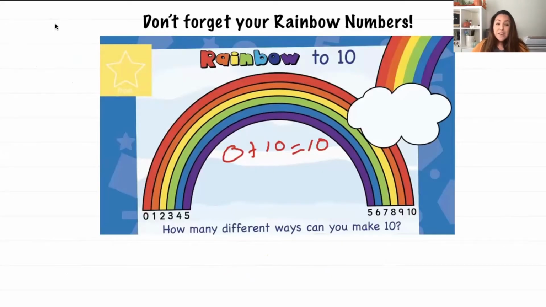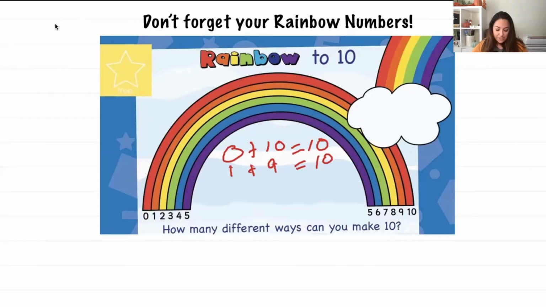And that's one awesome thing about addition is that you can add in any order. Okay, let's go ahead and look at the next one. I have 1 plus 9 equals 10. If I wanted to, I can also write 9 plus 1 equals 10. And you can see that's another way to make 10.